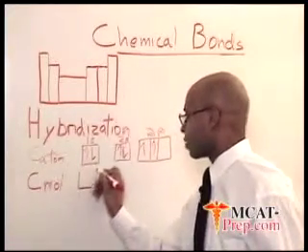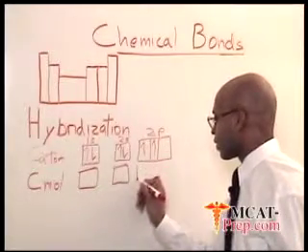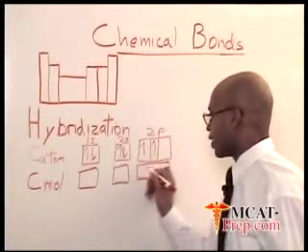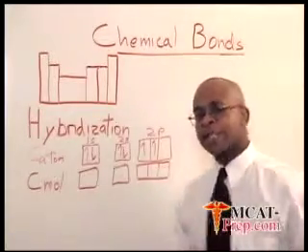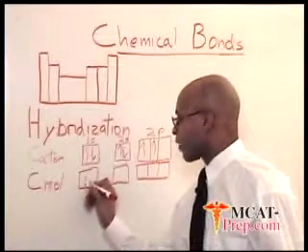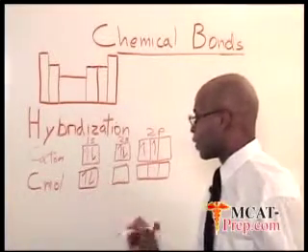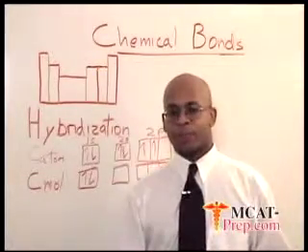So here's the 1s box, 2s box, and here's the 2p box. Well, this is what happens. In the carbon molecule, the 1s box, it's the same. But the change occurs over here. And this is the reason.